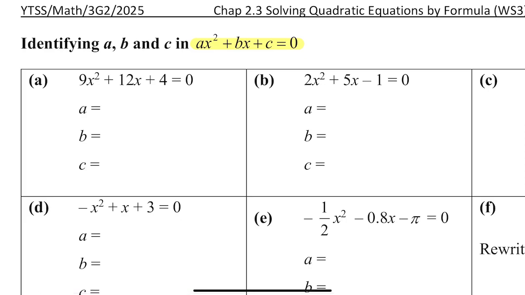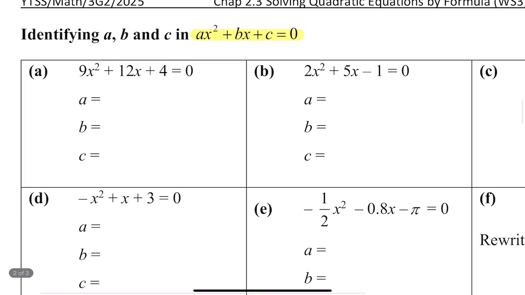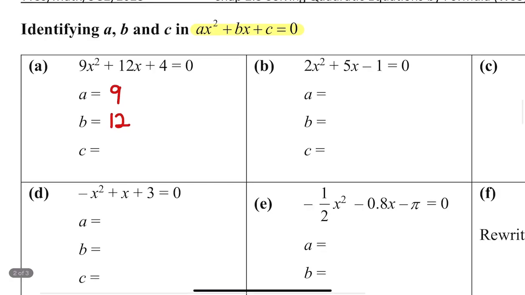Part A here, I have 9x squared plus 12x plus 4. If I compare, your a is your coefficient of x squared, which in this case is 9. So over here, a is equal to 9. And b is your coefficient of x, which in this case is 12. And c is your constant term over here, which in this case is 4. So very simply for part A, c is equal to 4. Okay, let's look at part B now.